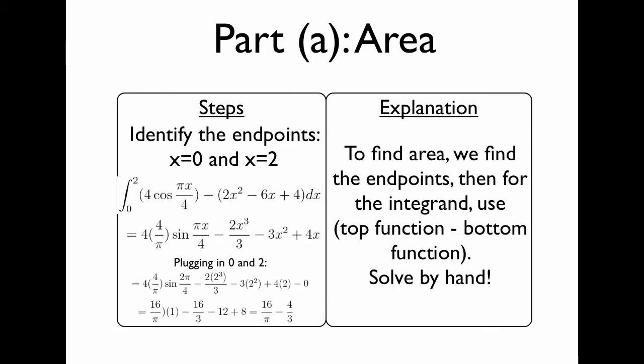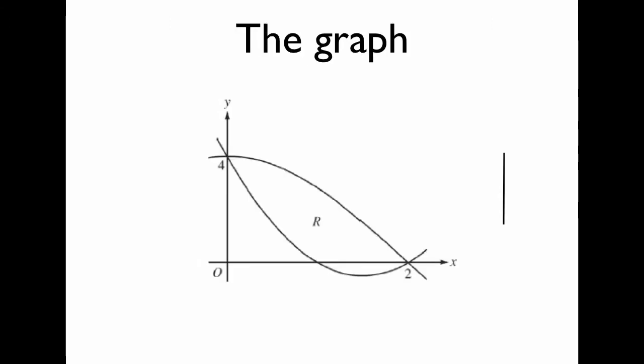Okay, as we look at part A, I'm going to go to the graph for a moment. You're given this graph and you're told that the region R is between two functions, f and g. Now your first step really is to identify both the endpoints and which function is which. So you'll notice in this problem that 0 and 2 are the endpoints. Those are clearly labeled on the graph, and because you don't have a calculator, you need to just take that at their word and move on from there.